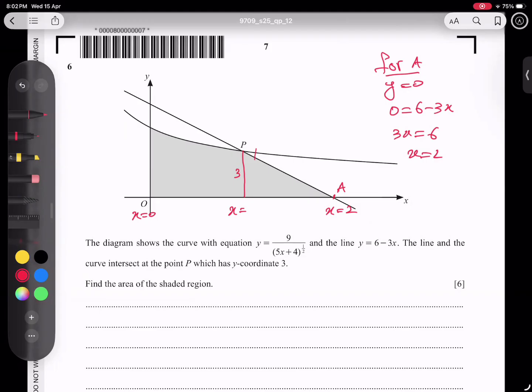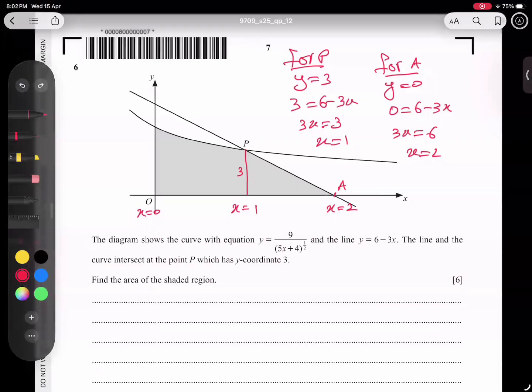But now, students, how to get this x value? At this point y is 3, and this 3 I can plug into the curve or the line. The curve is a little bit complicated, but the line is easy. So I'm going to use this point P. I'm going to put y equal to 3. When I put 3 here, I got 3 is equal to 6 minus 3x. So 3x goes this side, and x becomes 1, sorry. So it means 0, 1, and 2. So these parts are very clear. Now I can do it easily.